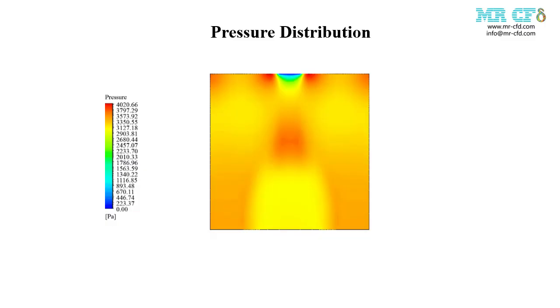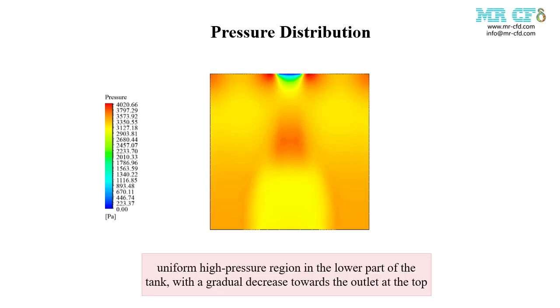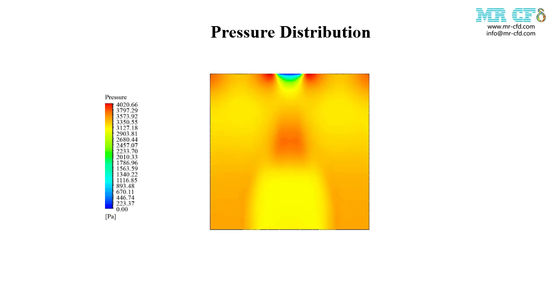Let's discuss pressure distribution. The pressure contour shows a relatively uniform high pressure region in the lower part of the tank, with a gradual decrease towards the outlet at the top. This pressure gradient drives the flow upwards and towards the outlet. A localized low-pressure area is observed near the outlet, consistent with the acceleration of flow as it exits the tank. This pressure drop could be significant for pump sizing and system design considerations.